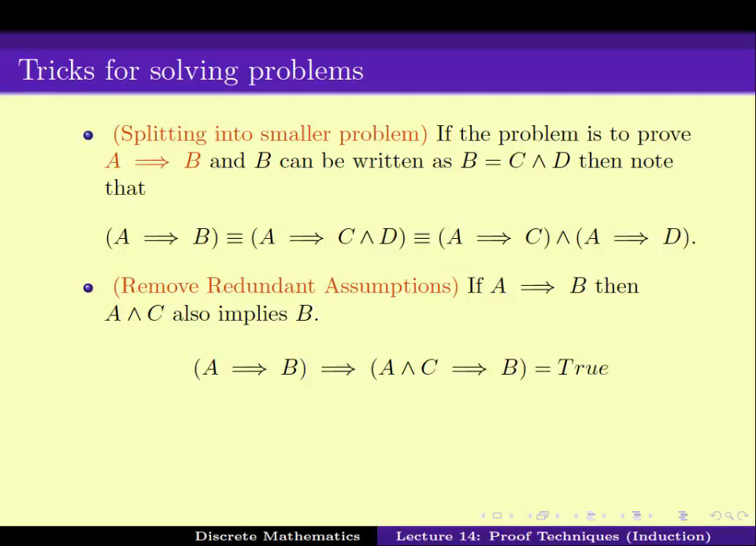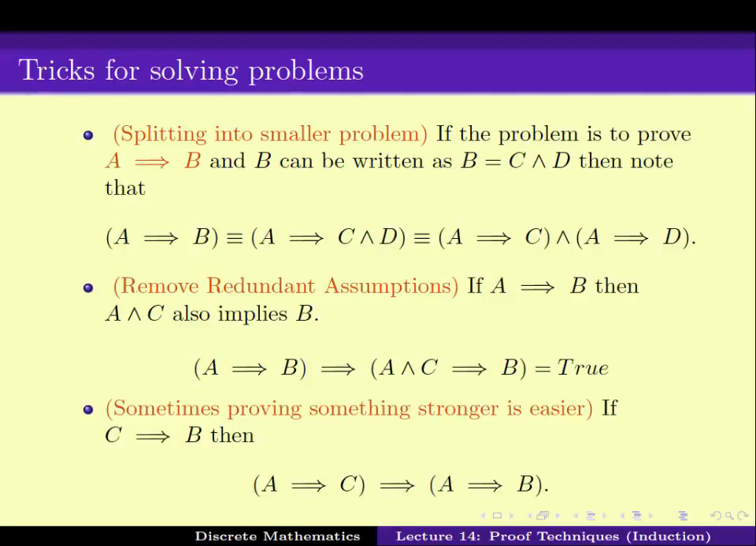The third interesting trick is that sometimes proving something stronger can actually be easier. Namely, if you have to prove A implies B, but we know that C implies B, it might be the case that A implies C is easier to prove than A implies B. And in that case, one would like to solve A implies C instead of A implies B, although A implies C is a stronger statement than A implies B.